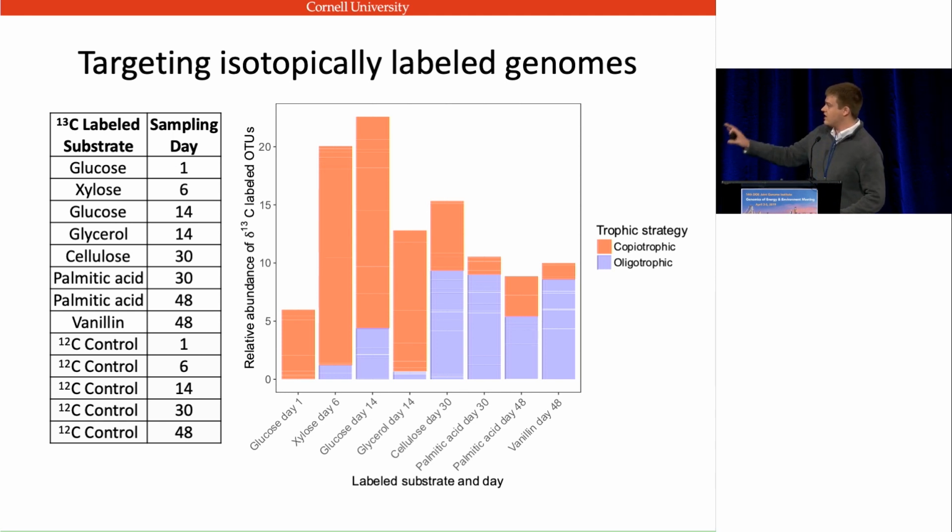And you can actually see the trend of which types of organisms we're targeting here, where these earlier samples that are treated with glucose, xylose, and glycerol are targeting more copiotrophic incorporators, while these later samples with palmitic acid, cellulose, and vanillin were targeting more oligotrophic incorporators.